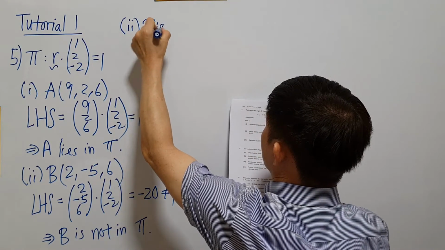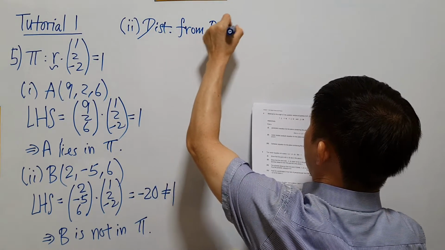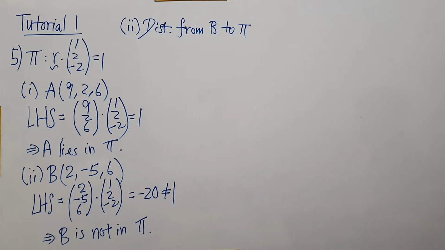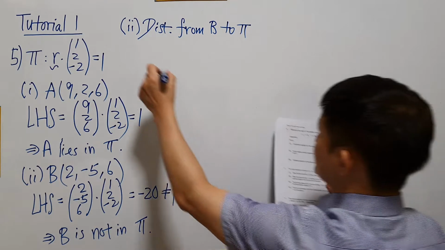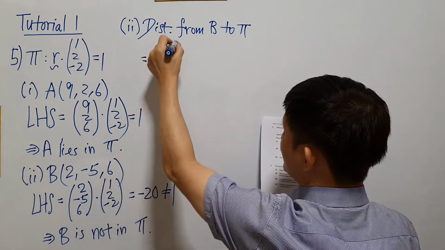Distance from B to the plane pi. Right. So because the point B doesn't lie in the plane pi, we now want to find the distance from the point B to the plane pi. How do we do so? The distance can be found by taking the point in question. In this case, it's the point B.